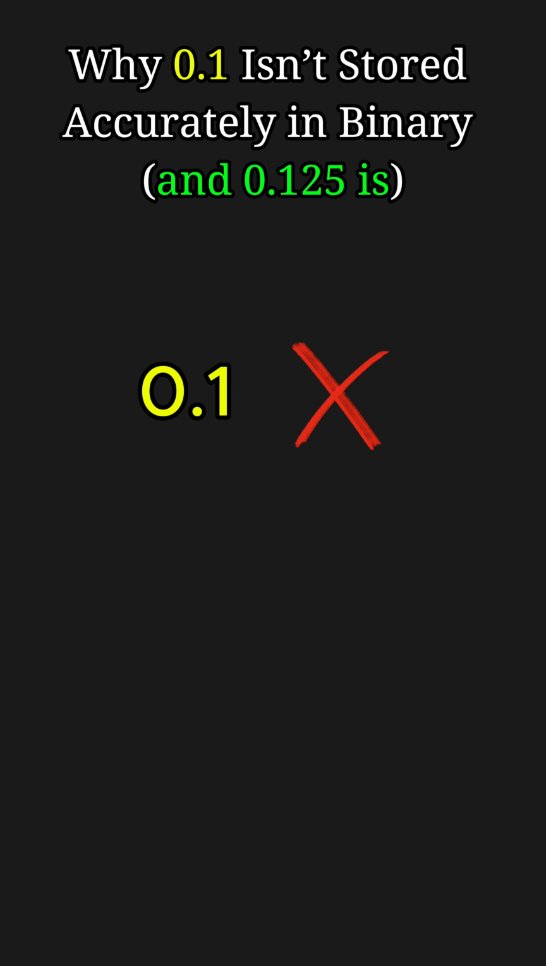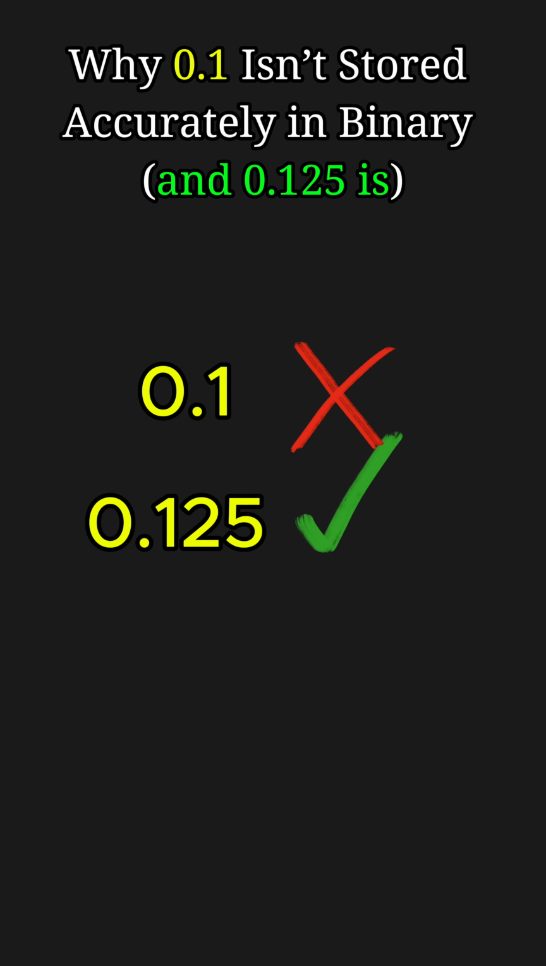So now you know why 0.1 isn't stored perfectly in binary and why numbers like 0.125 are stored accurately.